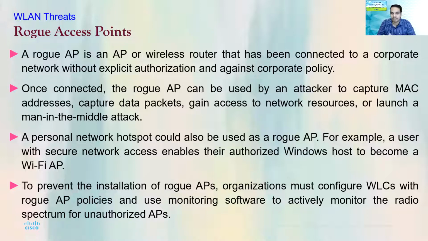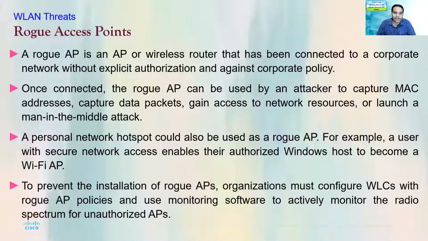Once connected, this access point can be used by an attacker to capture the MAC addresses, data packets, gain access to the network resources, or even launch a man-in-the-middle attack. So that actually acts as a gateway for an attacker to enter your network. You might ask me, what about other devices? They might be hardened, they might have proper security mechanisms installed by your network administrator, whereas the router installed by you might not. So a personal network hotspot could also be used as a rogue access point.